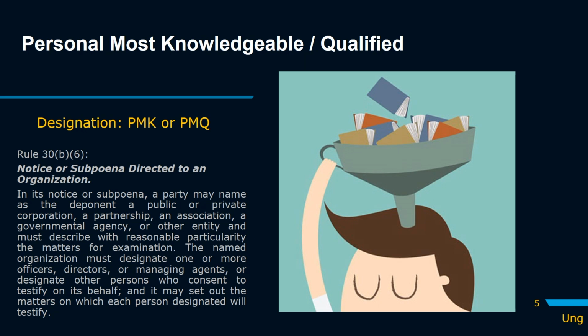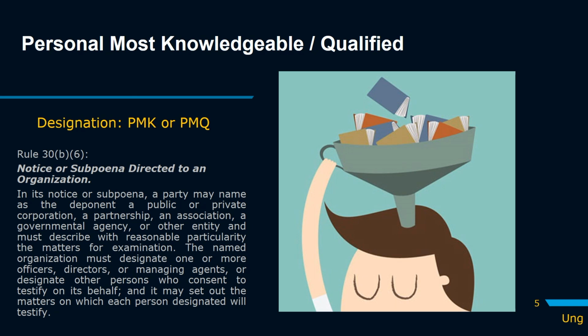In my deposition subpoena, I have chosen to notice the deposition of Twitch's person most knowledgeable via subpoena under the Federal Rule of Civil Procedure, Rule 30(b)(6). It permits a party to notice or subpoena the deposition of a public or private corporation, and it must describe with reasonable particularity the matters for examination. In response, the named organization must designate one or more officers, directors, or other persons who consent to testify on its behalf, and it may set out the matters on which each person designated will testify.